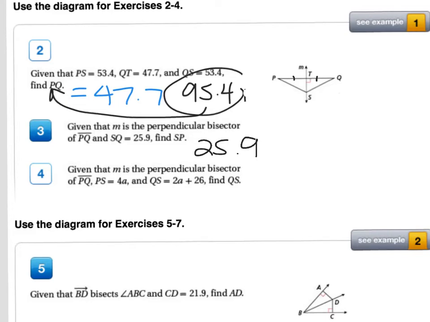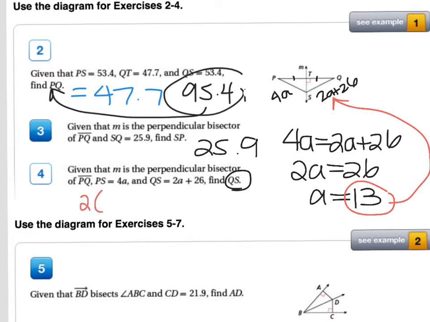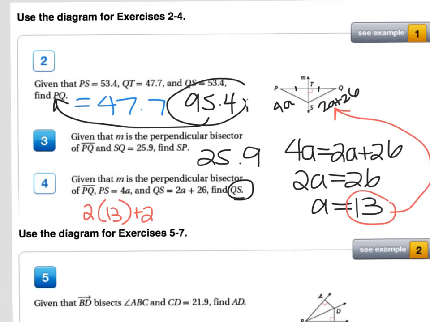And number 4 says, given that M is the perpendicular bisector of PQ and PS is 4A, and QS is 2A plus 26. Find QS. How would I do it? Set them equal to combine. Good. Subtract the 2A. Divide by 2. And then it says QS, which means plug it back in. Take this and plug it back in. 2 times 13 plus 26. 52.